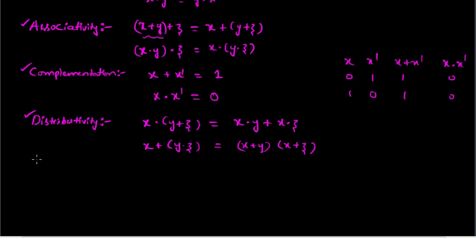Next one is the absorption property. Okay, absorption property. In this, if you have a variable, say x, plus the same variable times some other variable, say y, then what will be the resultant? Okay, now if you write the dual of this, x dot (x plus y), we'll see what are the results of these two.